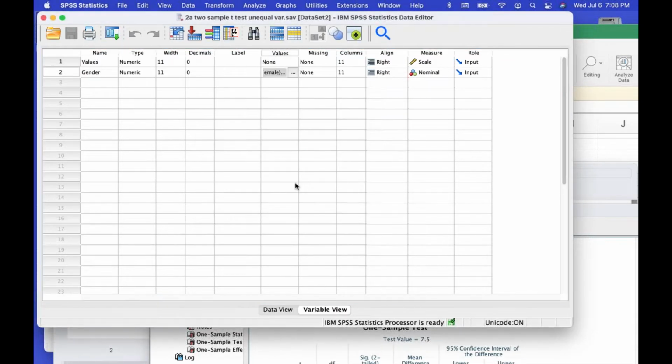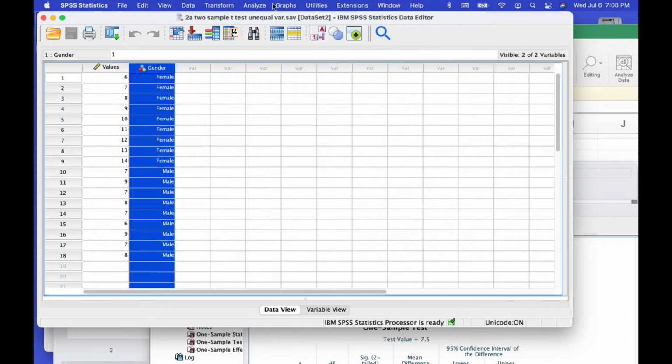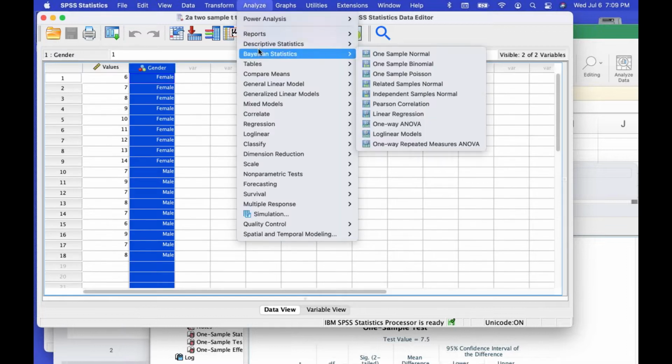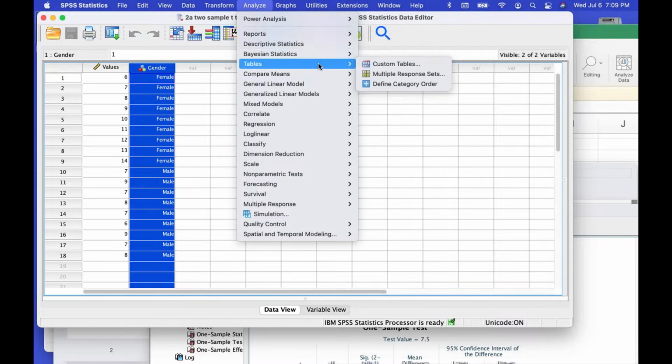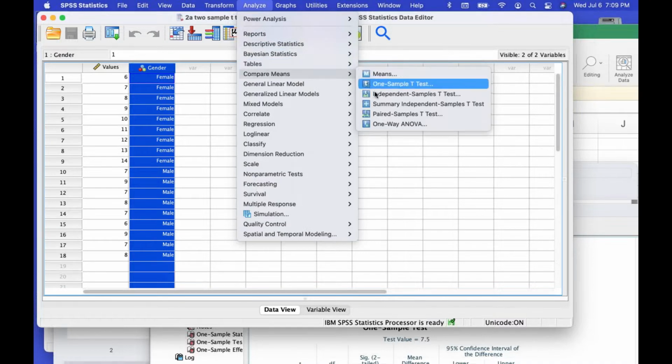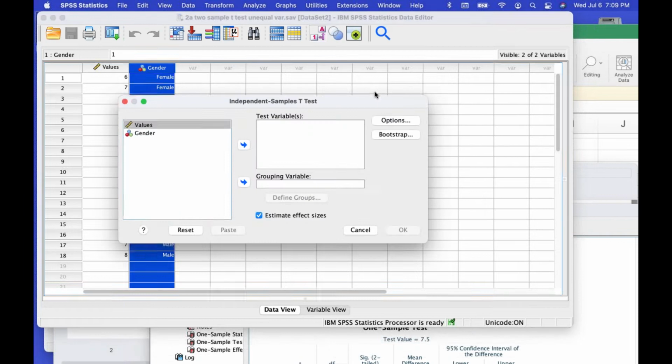So I am going to go ahead with my analysis. I'm going to say Analyze, Descriptive Statistics, oops, I'm sorry, Compare Means. I'm going to go to Independent Samples t-test. Notice it doesn't say anything about equal or unequal variances at this stage. It only says independent samples, and we're going to get to that point in a moment.